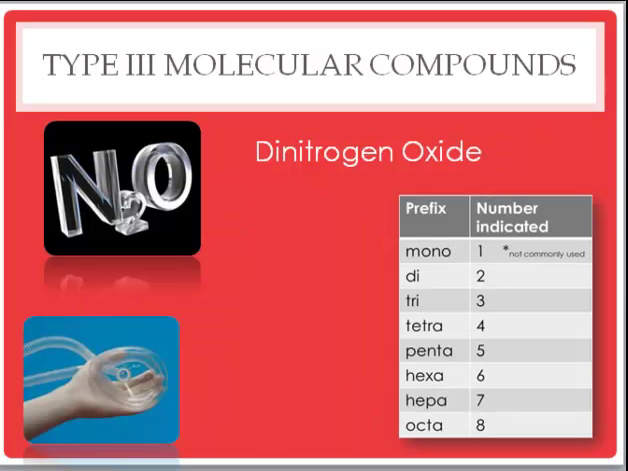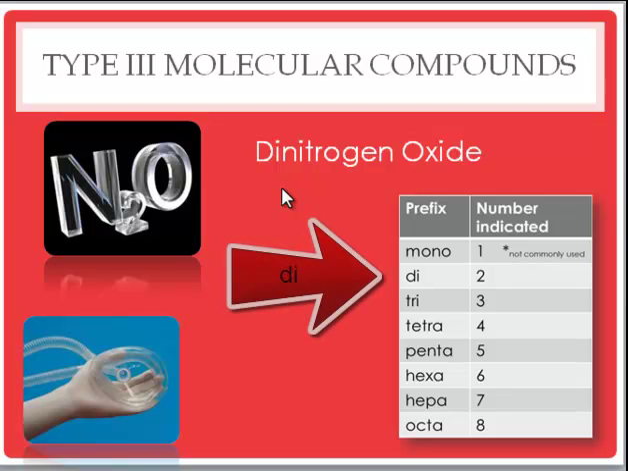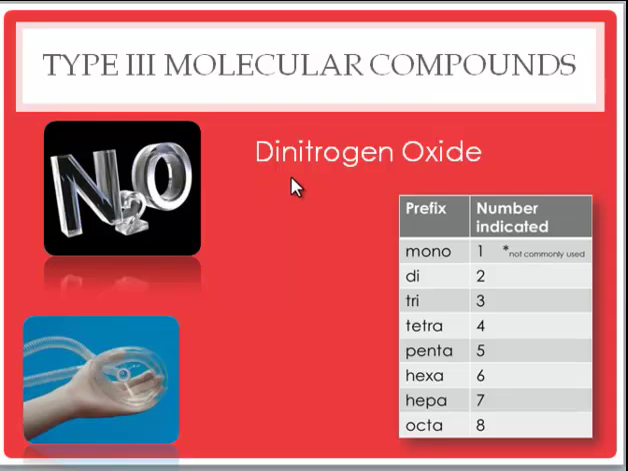As another example, this compound is commonly known as laughing gas, but a chemist knows it as dinitrogen oxide. Di, meaning two nitrogens, oxide. We could use the prefix mono, but as you see here it says not commonly used, so it could be called dinitrogen monoxide, but again, mono is usually only used with carbon monoxide, no other compounds. If you just say the name of the element, it's presumed there's one of them.